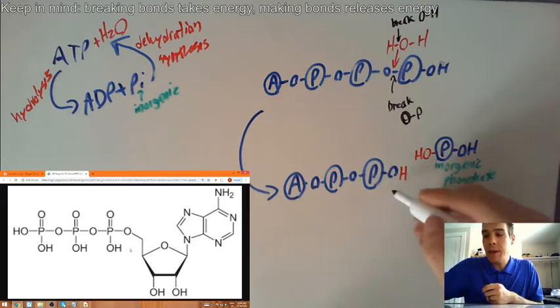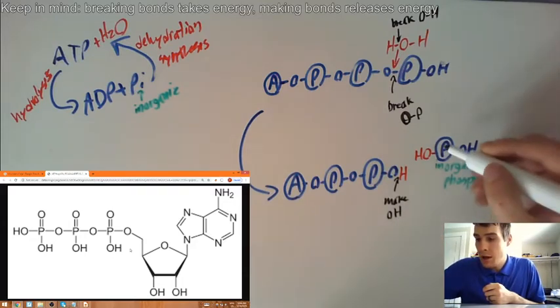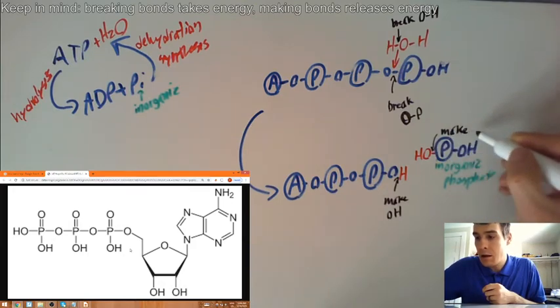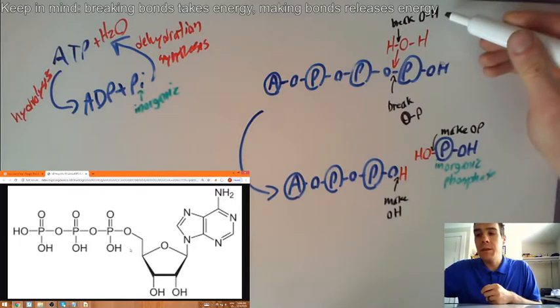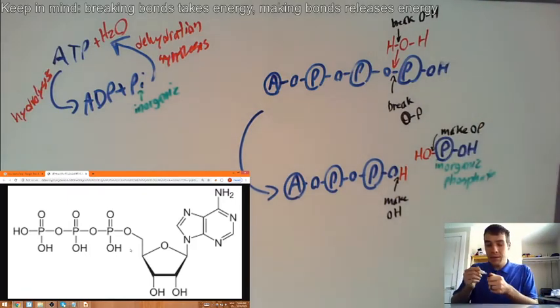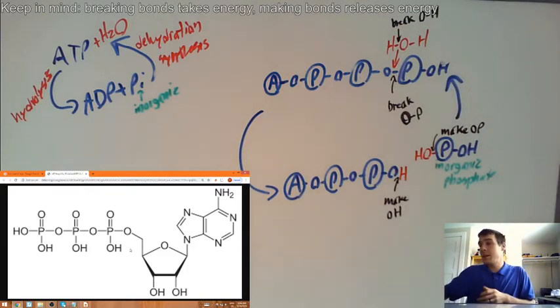And what do we make? We make an OH bond. And here, right there, we make an OP. So we've broken an OH and broken an OP, and we've made an OH and we've made an OP. So, according to bond energies, that should be the same amount of energy. That doesn't seem to make sense. So it's actually quite a bit more complicated than just bond energies.